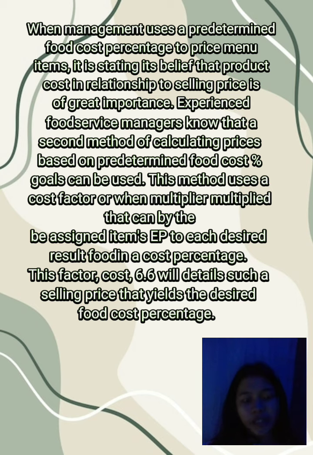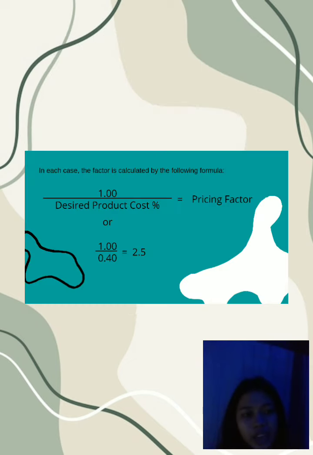Experienced food service managers know that the second method uses a cost factor, or multiplier, that can be assigned to each desired food cost percentage. This factor, when multiplied by the item's AP cost, will result in a selling price that yields the desired food cost percentage. In any case, the factor is calculated by the following formula.